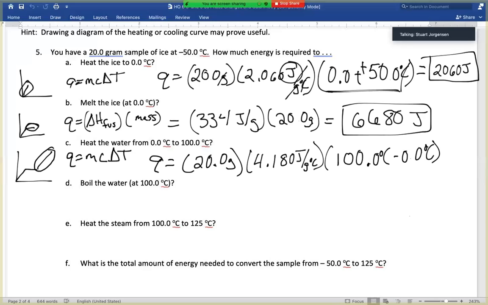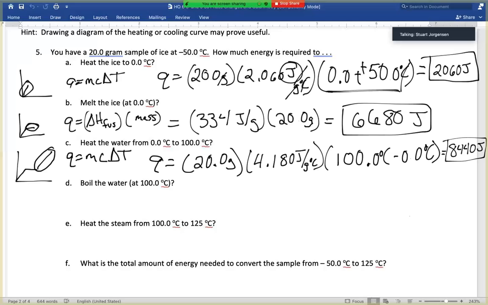Ooh, am I going to have enough room? I'm going to sneak it in there. I've got 8,443.6, with 2 significant figures is 8,440 joules. Ooh, that's a lot of energy. It's a lot of ice and now liquid water that we're heating up.